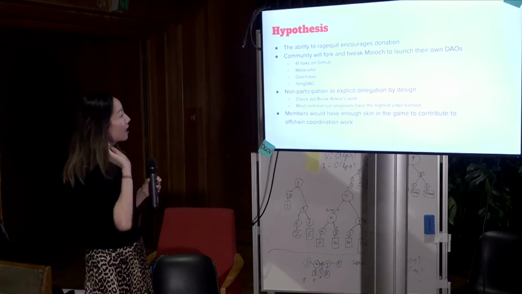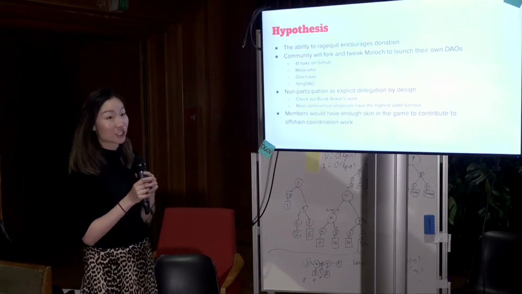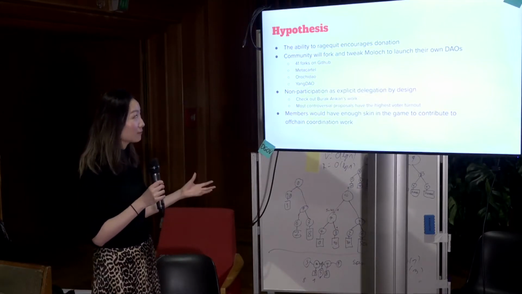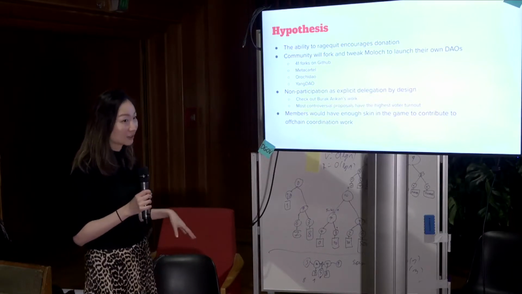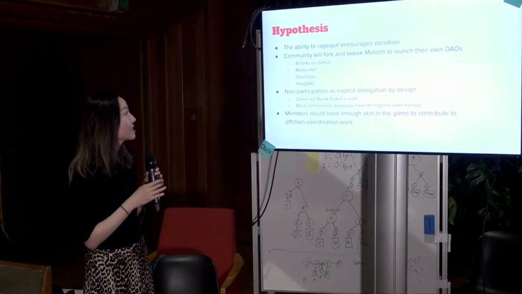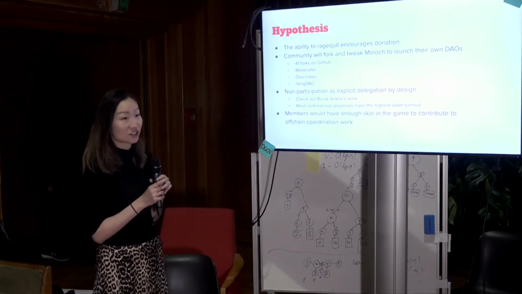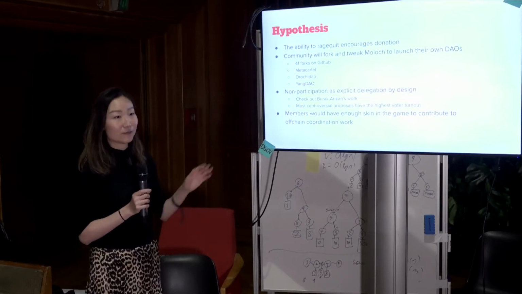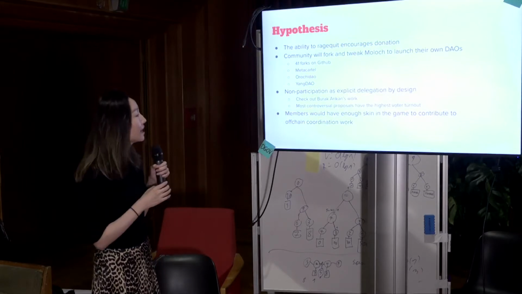Okay. So we think that the ability to allow members to rage quit would encourage donation. I think that's true. A lot of people who didn't feel comfortable contributing at first, knowing that they can just withdraw their shares and cash out, were eventually convinced. And we think that people will fork Moloch and tweak Moloch to launch their own DAOs, and that's definitely true. We have Metacartel and a fork of Metacartel and Young DAO and probably many more to come.